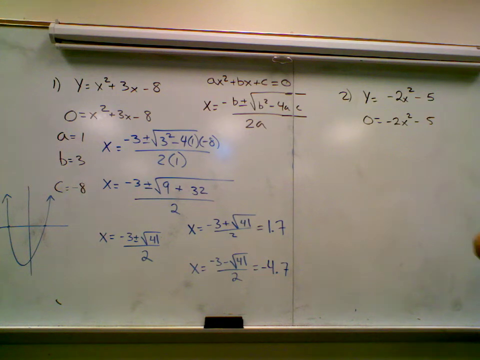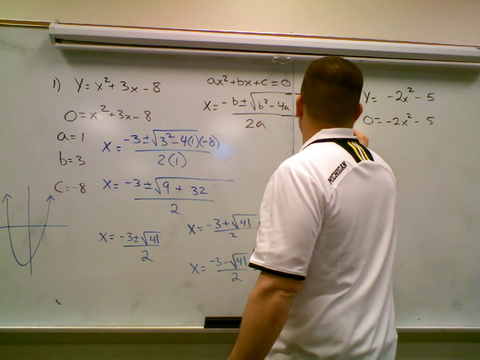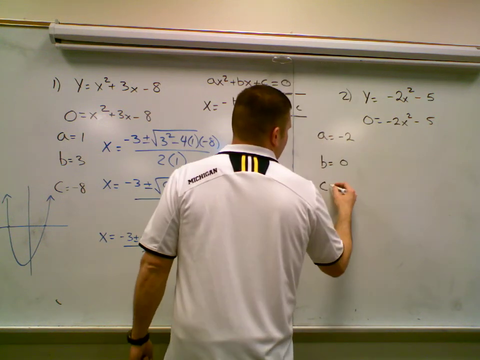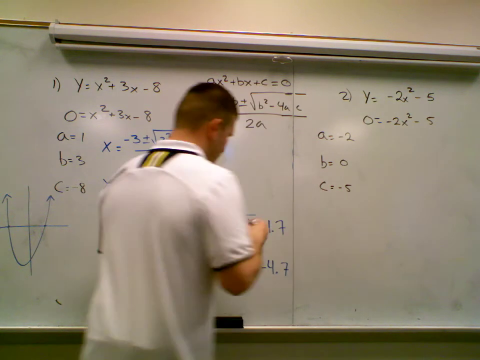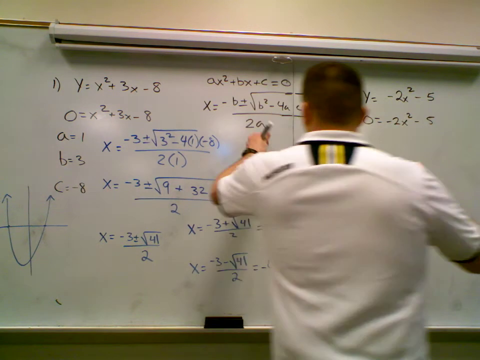Yes. What's A? -2. What's B? 0. What's C? -5. Right? So now I can use the quadratic formula to solve.